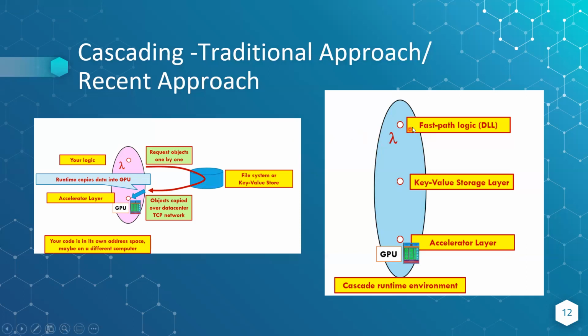But if I'm talking about the new, recent approach, your lambda, your code, and your data are in the same place. There are three different layers and just one address space. Same database, same address space with three different layers. It is very easy for users to access their data in microseconds, in less time, because of the cascade runtime environment.